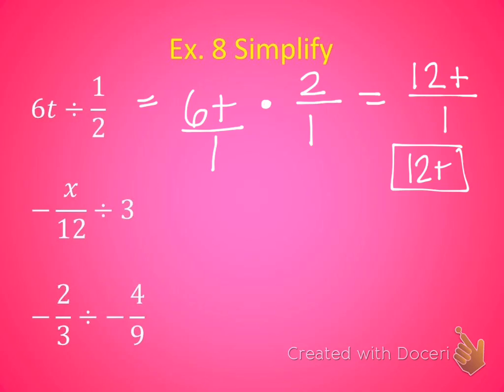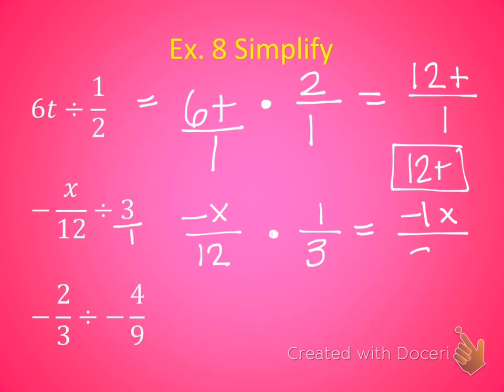Okay? KFC, keep. So I keep negative x over 12. Flip. Well, you say, but 3 is not a fraction. How do I flip a number? Always make it a fraction. 3 over 1. Now I can flip it because I just say 1 over 3. And change my sign. So now I just multiply straight across. Negative x times 1 is negative 1x. 12 times 3 is 36.